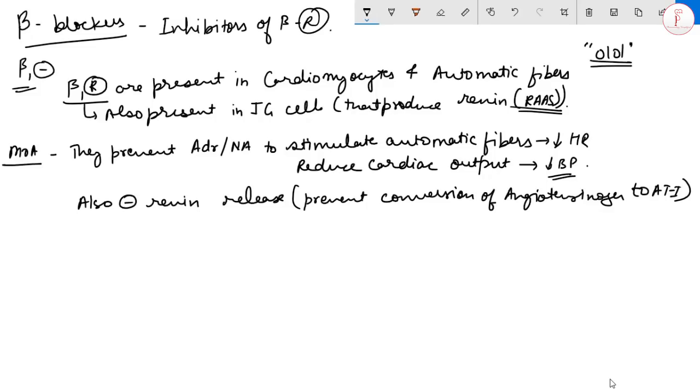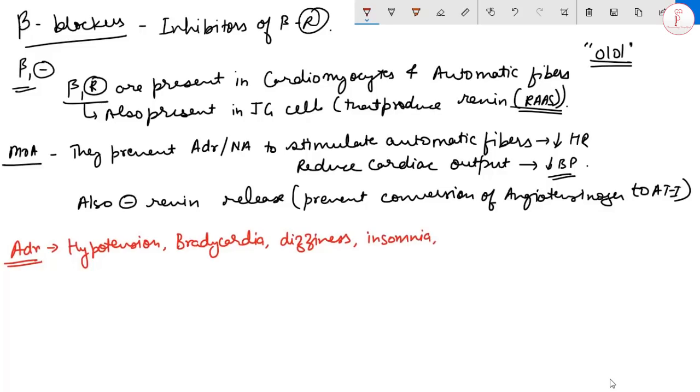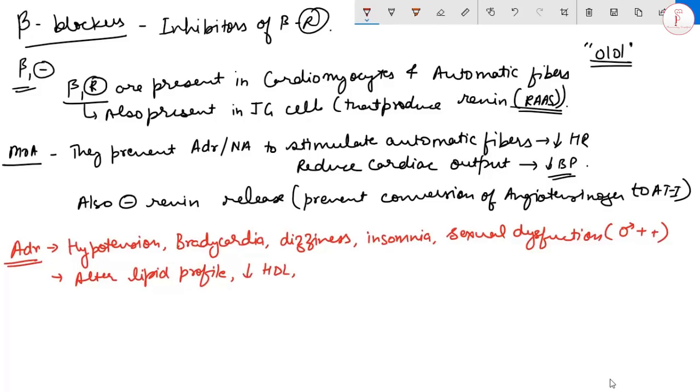And yes, they have a few adverse effects associated with them. We can say they have hypotension. People develop hypotension. They slow down heart rate, so people can develop bradycardia, dizziness, insomnia. Sexual dysfunction is one of the very huge reasons that leads to non-compliance of the drug, and males are more affected with this. They also alter lipid profile by inhibiting HDL and by increasing triglyceride levels. And yes, they do reduce the exercise capacity of a patient.